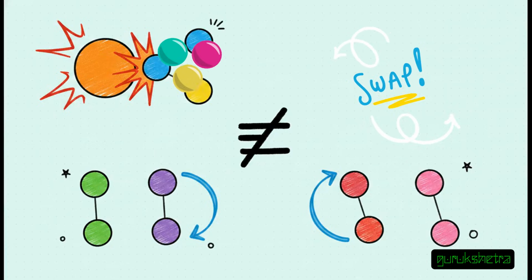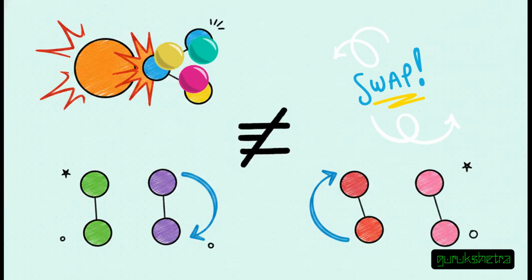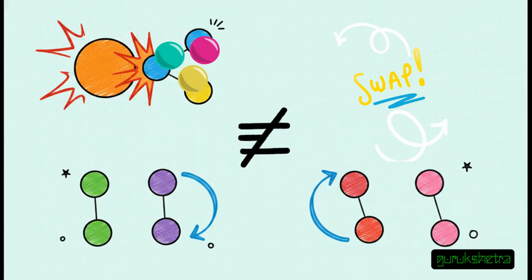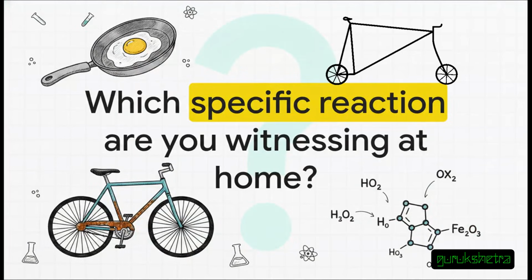Single displacement is a hostile takeover by one stronger element. Remember the iron nail and the copper? Double displacement is a peaceful two-way exchange of ions between two compounds, like two dancing couples simply swapping partners. One is a takeover, the other is an exchange. Keep them straight. I want to leave you with this challenge today.